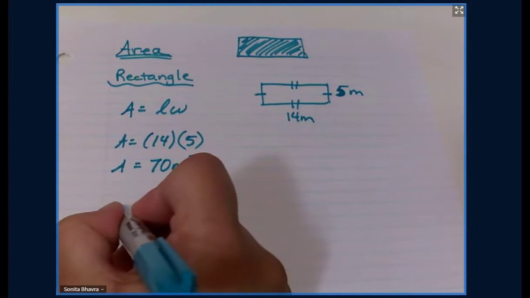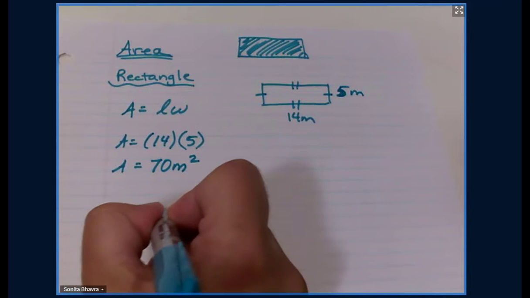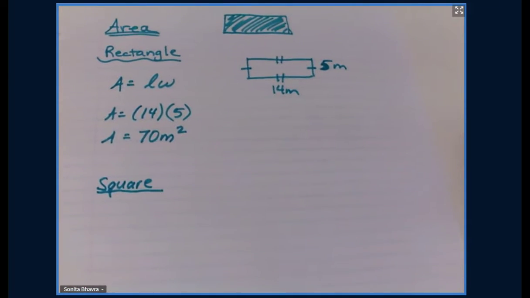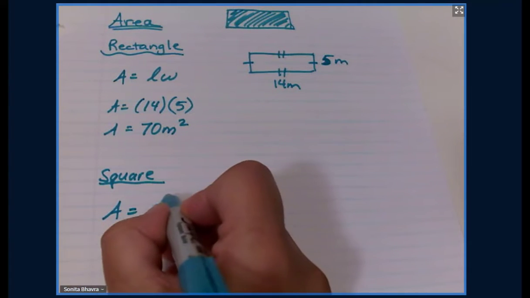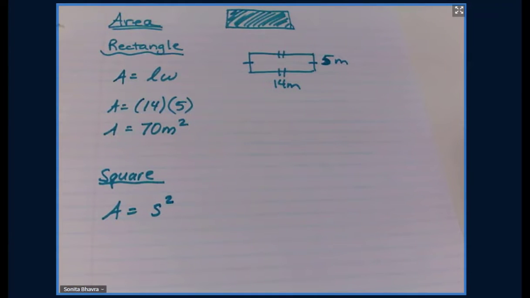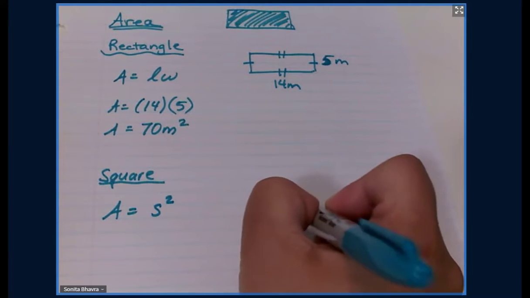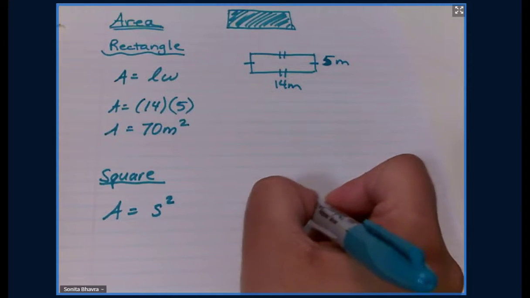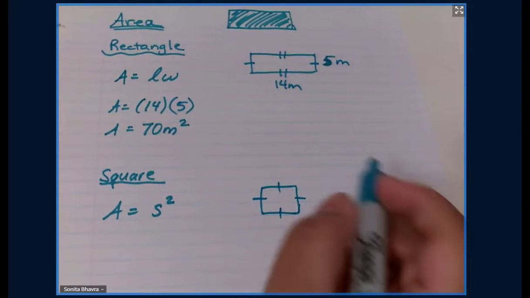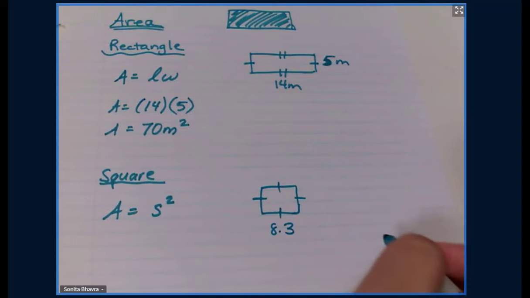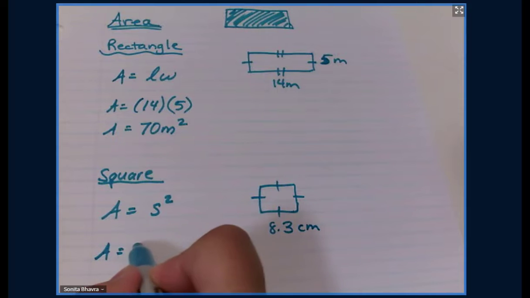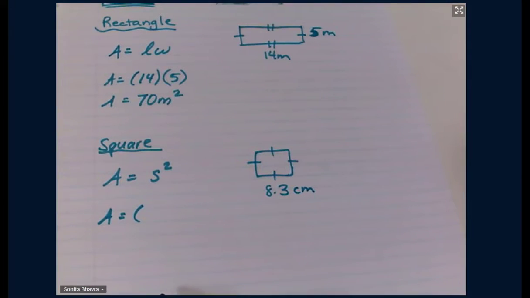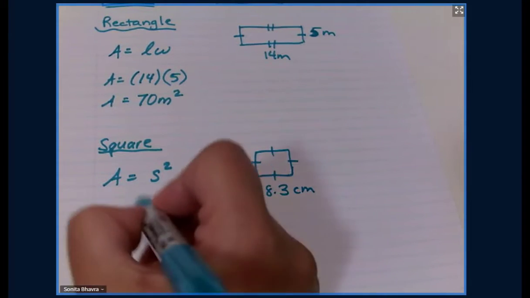When we look at a square, all 4 sides are the same, and the formula for the area is side squared, or side times side. So if we looked at a diagram of a square, all 4 sides are the same, and if we have 8.3 centimeters, then in our formula, when we substitute that in, it would be 8.3 squared.